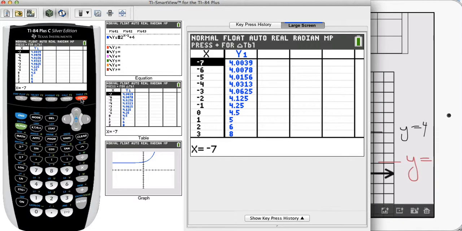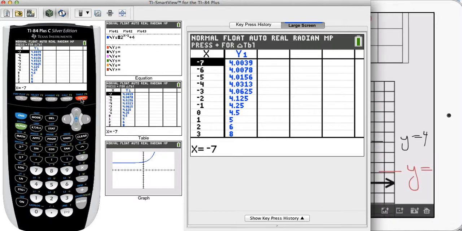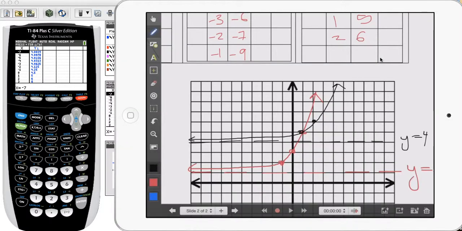2, 6 would be my first point, and my second point would be 1, 5. So my graph is going to be above the asymptote going through the 2 points, and that would be my graph. Oh, sorry, you weren't seeing that. Okay, sorry about that. So my graph is going to be above the asymptote, as you can see.